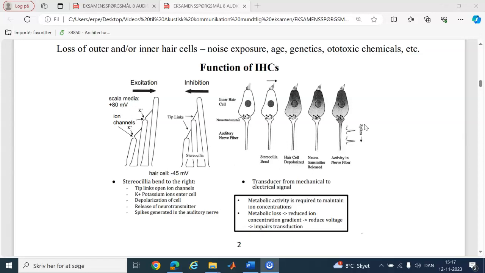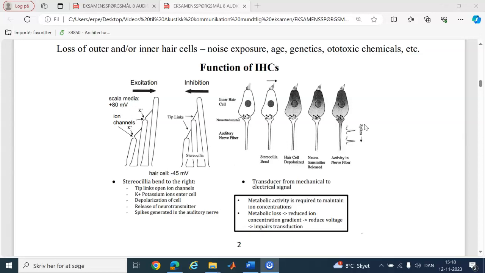Stereocilia bent to the right, there's a depolarization to about -45 millivolts. Stereocilia bend to the right, tip links open ion channels, potassium ions enter the cell, depolarization of the cell, release of neurotransmitter, spikes generated in the auditory nerve. The transducer from mechanical to electric signal is the inner hair cells.